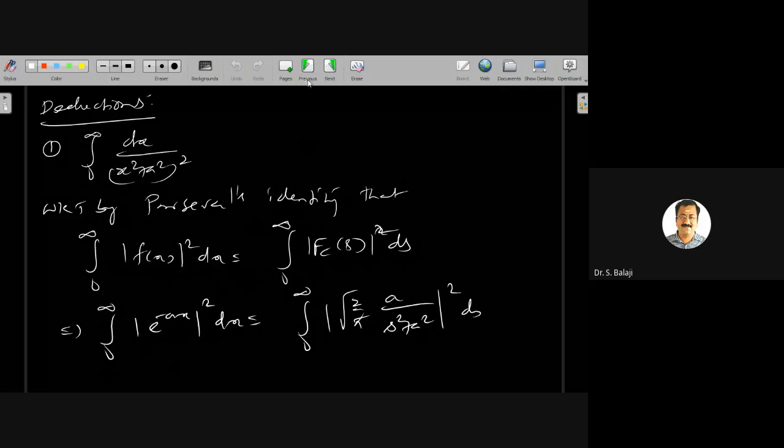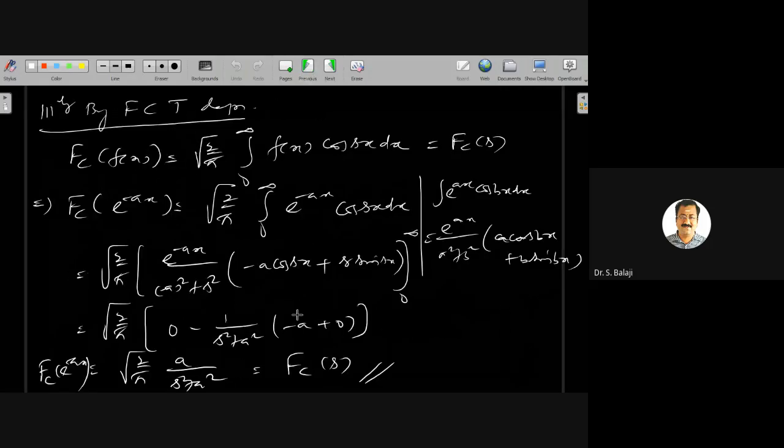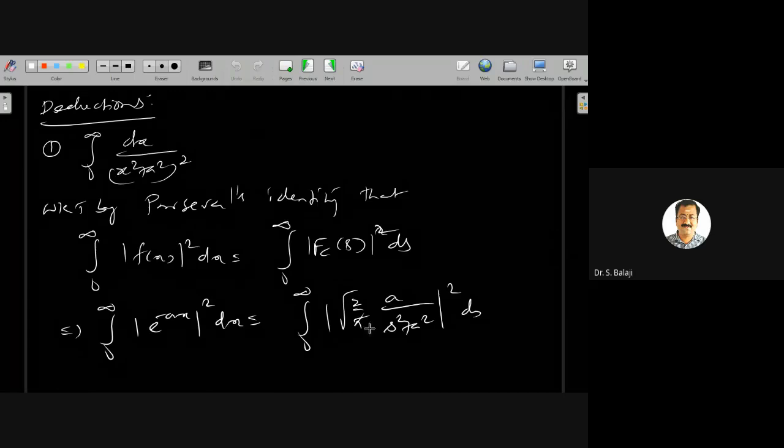corresponding fc of s. Already you know that fc of s is root of 2 by pi, a by s square plus a square. Therefore, we use (root of 2 by pi, a by s square plus a square) whole square ds. Now modulus square, but the function inside is a real function, so modulus square is nothing but ordinary square.